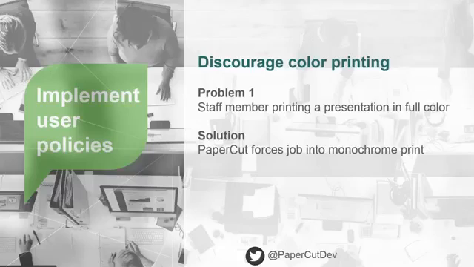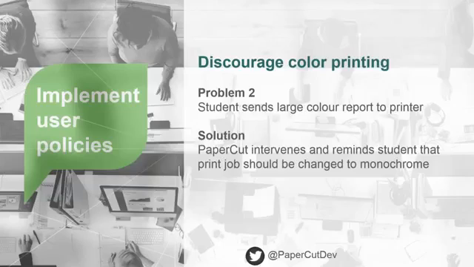So really what we're seeing here is a staff member might want to print a full presentation in colour, and PaperCut will intervene here and force this job into monochrome. So there's a couple of different scenarios. The first scenario is a staff member. This is where we're going to intervene and force a job, as opposed to the next example, which will be more encouraging or reminding of what the policy might be for a student.